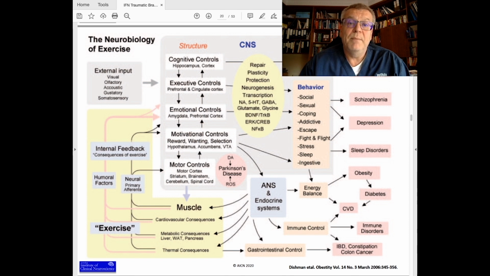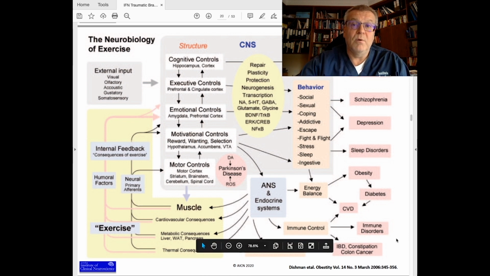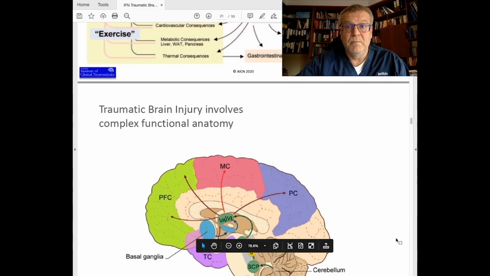So damage to the brain can also result in damage to your endocrine function or hormonal function, your gut and gastrointestinal function, some immune system issues, even some energy balance issues. Can result in depression, sleep disorders, immune disorders. So having a concussion is not just about a brain injury, it's also about the impact that it has on the rest of your body, including hormones and other issues.